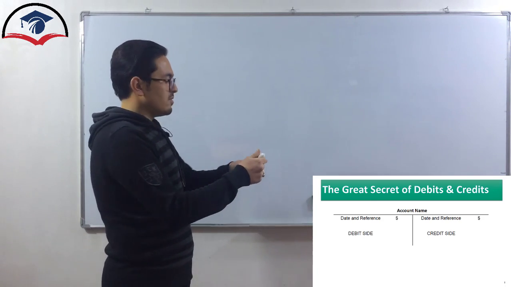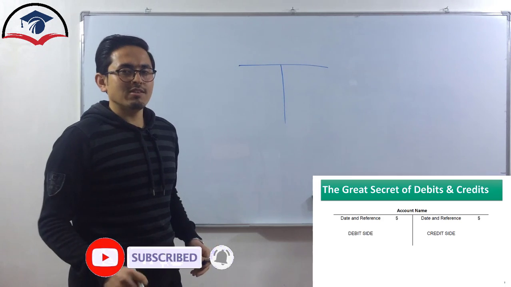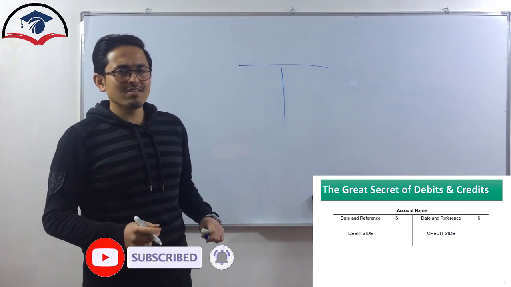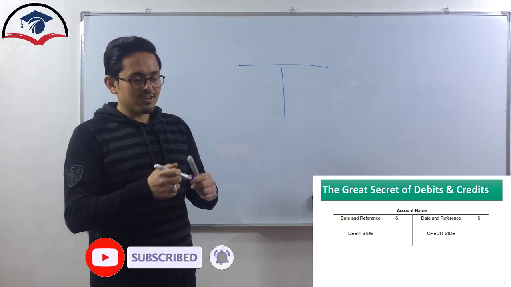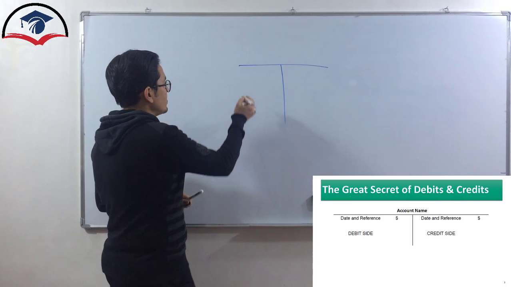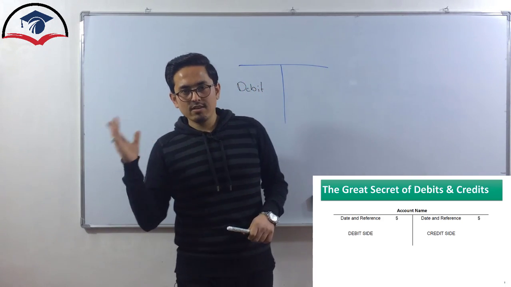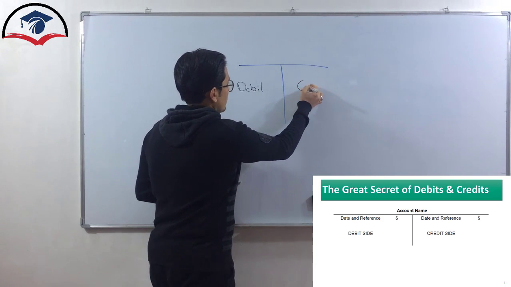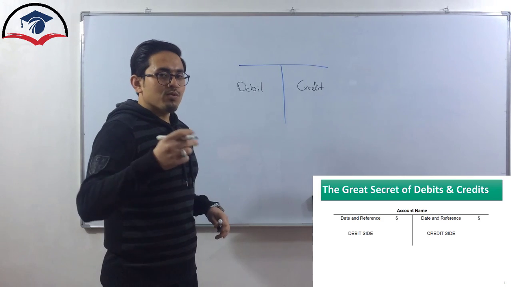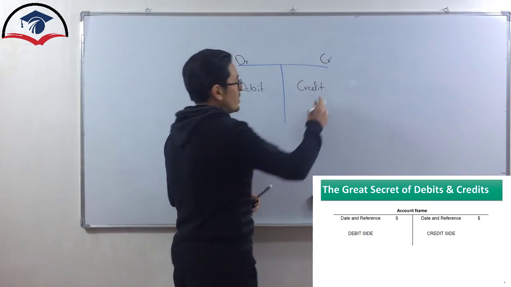But in the ledger, suppose this is a T account. The old name is T account. It's the same as the T alphabet. That's why it's called T account, and it has a debit and credit. Always the debit is on the right side and credit is on the left side. And to abbreviate that, they will write DR and CR.